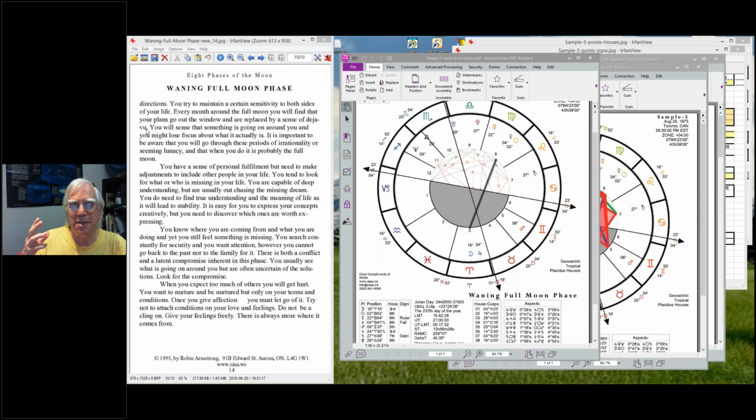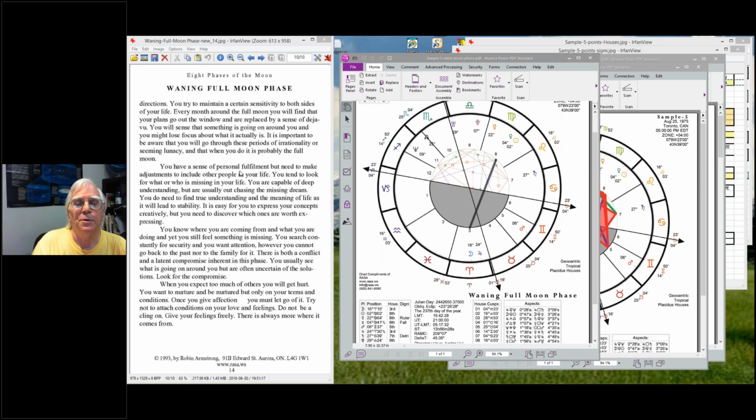You get a contradiction here. You're getting a person trying, this is needed, I'm going to go do it, and you get a sense of what's going on. I'm being pulled two ways. What do I do? So they're going to see it. They're going to be trying to do it, but the moon phase is creating a puzzle. You will sense that something is going on around you, and you might lose focus about what it actually is. It's important to be aware that you will go through these periods of irrationality or seeming lunacy, and that when you do, it is probably the full moon.